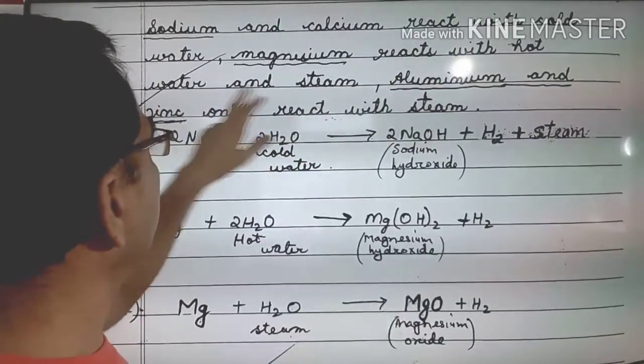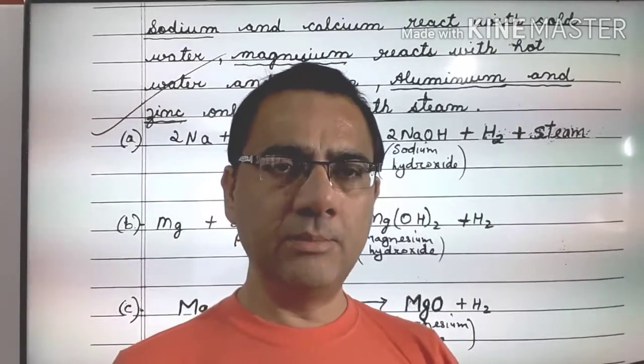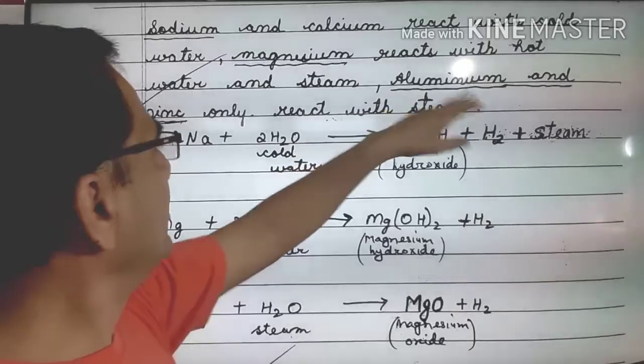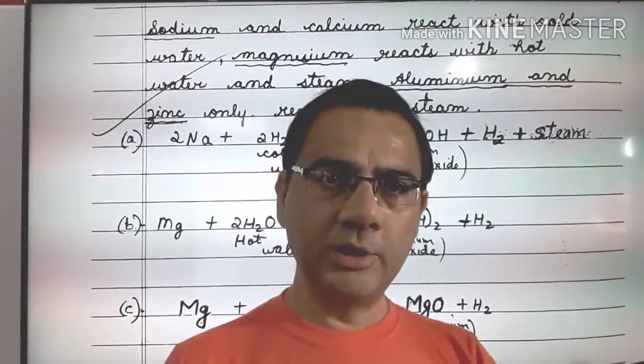Magnesium reacts with the hot water and steam. Magnesium is able to react with the hot water as well as steam. Magnesium does not react with the cold water. Aluminium and zinc only react with the steam. So here the 3 points are explained.